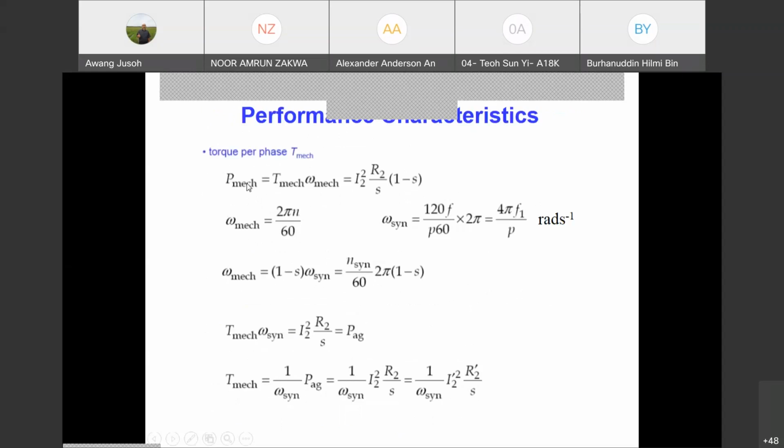P mechanical equals torque mechanical multiplied by speed mechanical. They use mechanical speed. Before that we used omega R. Same thing, omega R, omega M. You know this mechanical speed, PM equals this formula, I2 squared multiplied by this impedance. And this also can be represented by this one. I can skip this slide, same thing as before.